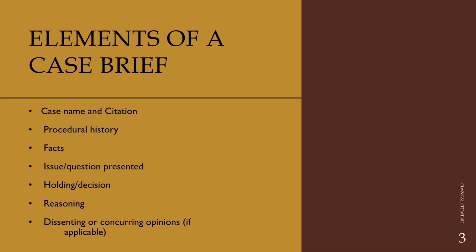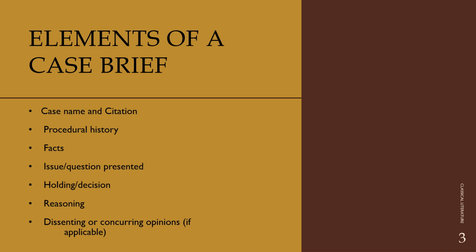The fifth element is the holding and decision. Summarize the court's ultimate decision or ruling. Include whether the court affirmed, reversed, or remanded the lower court's decision. The sixth element is reasoning. Explain the court's reasoning or analysis behind the decision. Identify the legal principles, statutes, or precedents the court relied on. Describe the court's interpretation and the application of the law to the facts of the case.